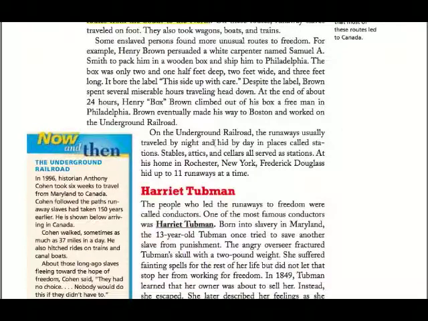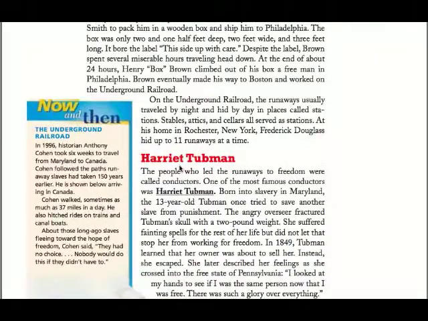On the Underground Railroad, the runaways usually traveled by night and hid by day in places called stations. Stables, attics, and cellars all served as stations. At his home in Rochester, New York, Frederick Douglass hid up to 11 runaways at a time.